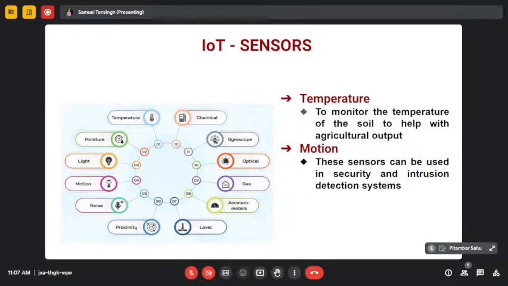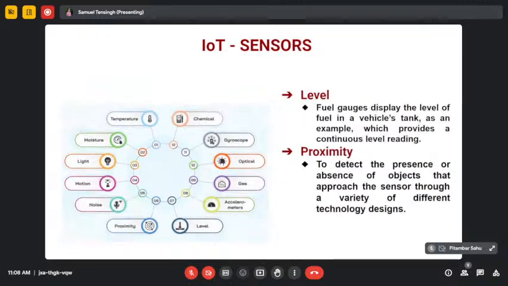So students who are interested in doing IoT projects, you can purchase these sensors in the electronic components stores outside, and also in Amazon. So you can purchase them, and using these sensors, you can come up with different IoT projects. So temperature sensors are used usually in agriculture projects to monitor the temperature of the soil. Motion sensors can be used in security and intrusion detection systems. So motion sensors are installed in education institutions, hospitals, and so when students move out of the classroom, the lights are switched off automatically. So when there is a movement, the light is switched on.